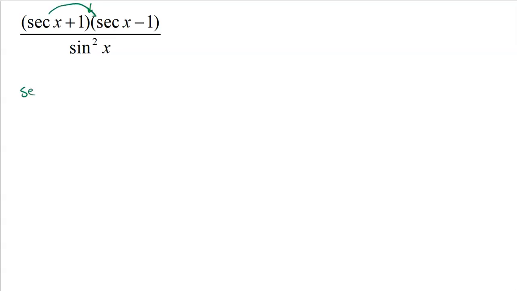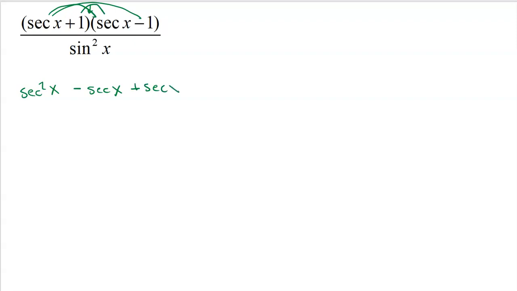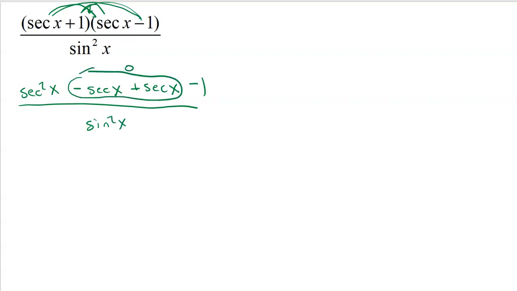Secant times secant is secant squared. Secant times negative 1 is negative secant. On the inside, 1 times secant is positive secant. Ooh, I'm going to like that in a minute. And then 1 times negative 1 is negative 1, divided by sine squared of x. Now, what's going to happen really nice is that a negative secant and a positive secant make a 0, so they're gone. So I get secant squared of x minus 1 divided by sine squared of x.